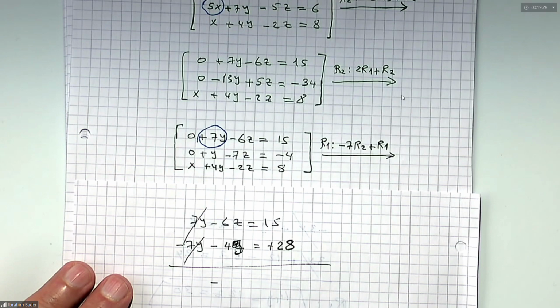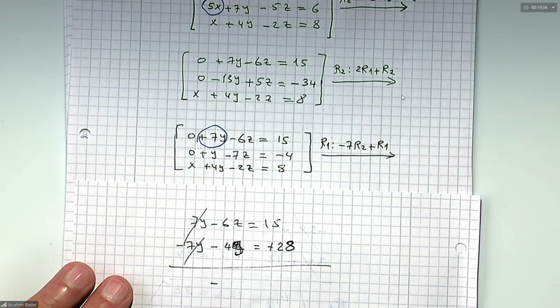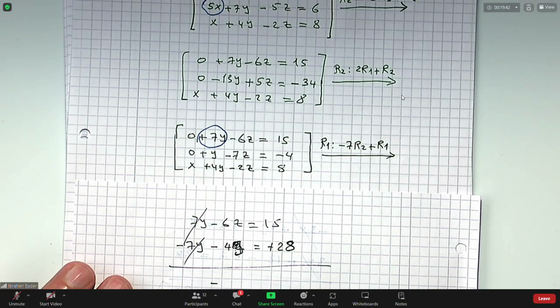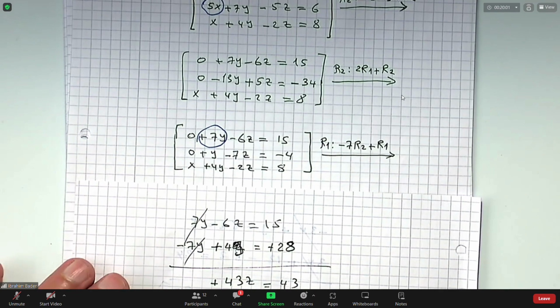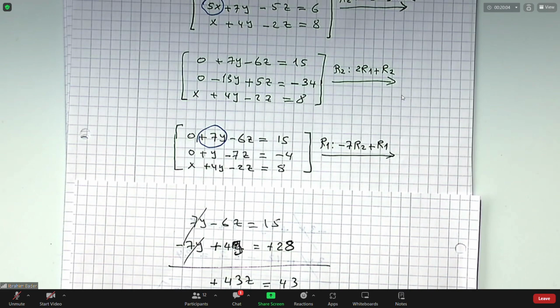Is it positive or negative, this one here? You see, it's a little bit sensitive calculation here. So here you have 43 also. You have minus, and this becomes positive because you multiply with negative. So you have positive 43z, and here you have 43. Okay, so here you have 43.